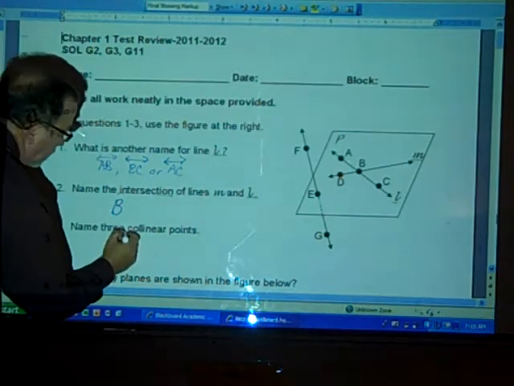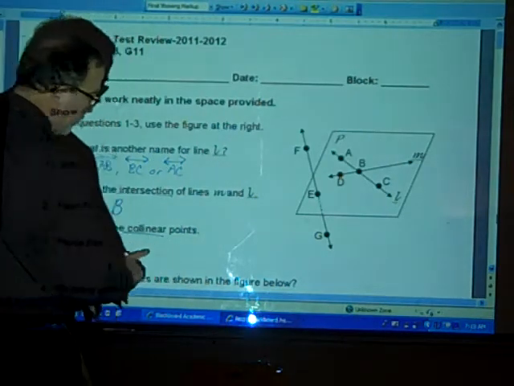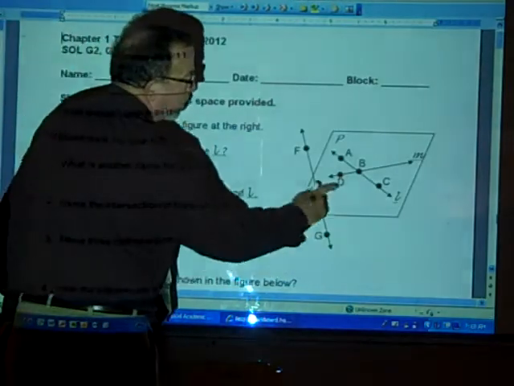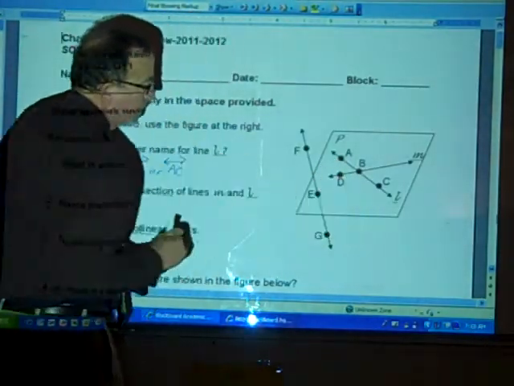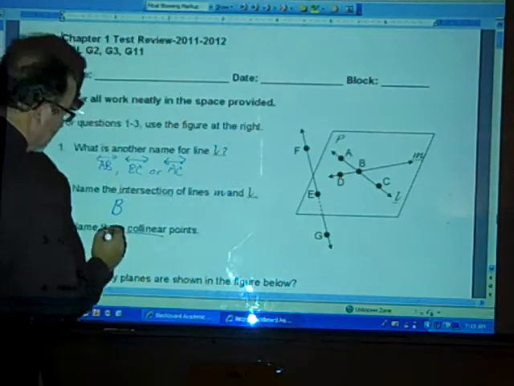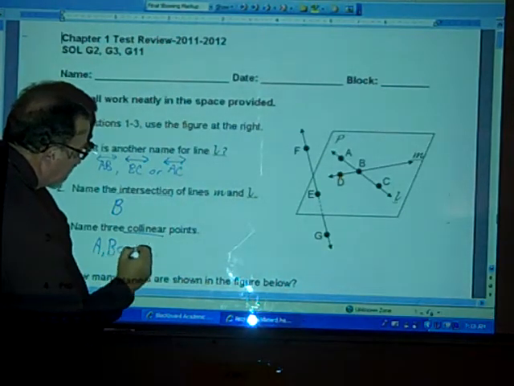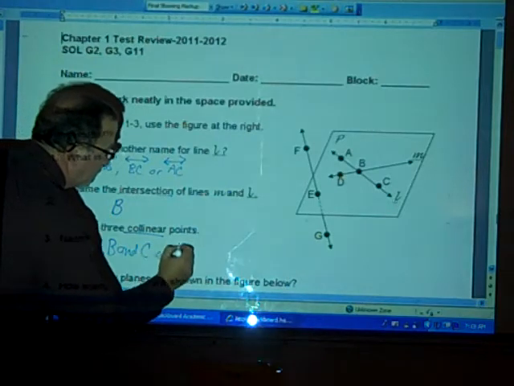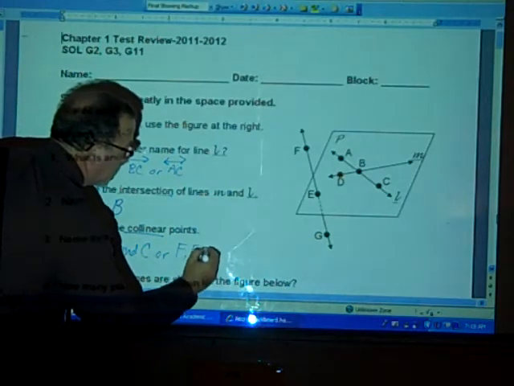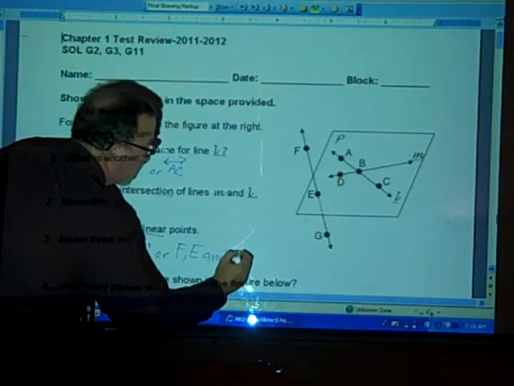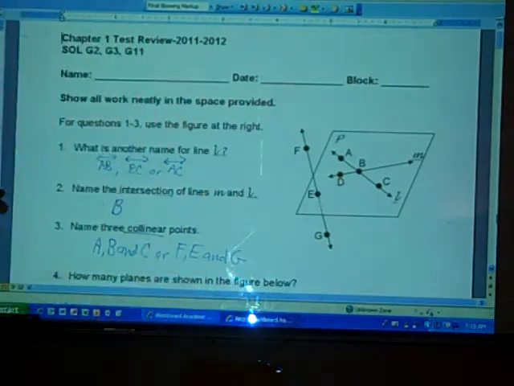Name 3 collinear points. Collinear means on the same line. So we can pick A, B, and C. We can also pick F, E, and G. So A, B, and C, or F, E, and G. 2 choices for that.